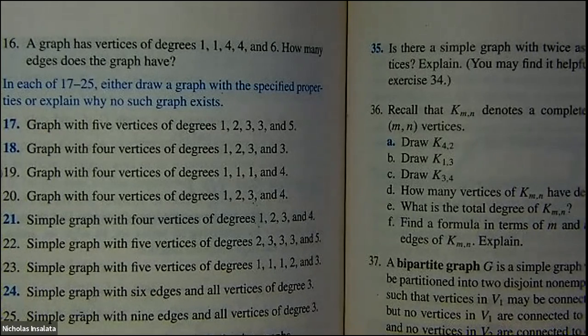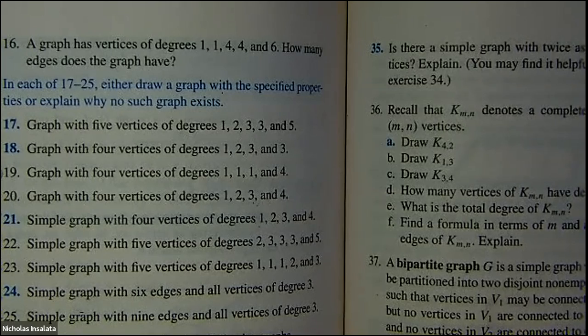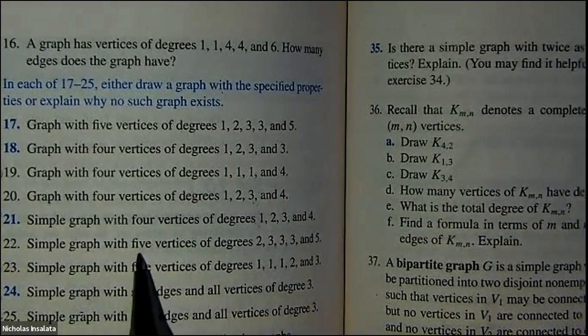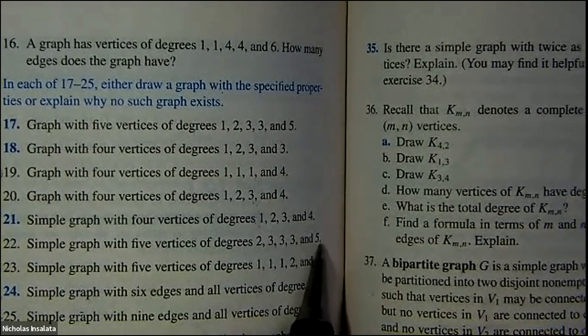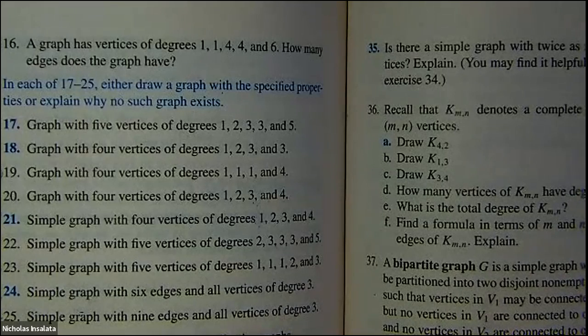How about number 22? Simple graph, 5 vertices with that degree list. Nope, same reason. Very good. So this one says 5 vertices, but we have a degree of 5 here. And again, that's too big for the exact same reason.